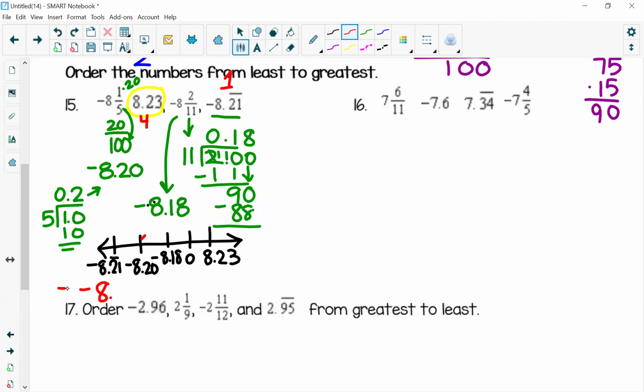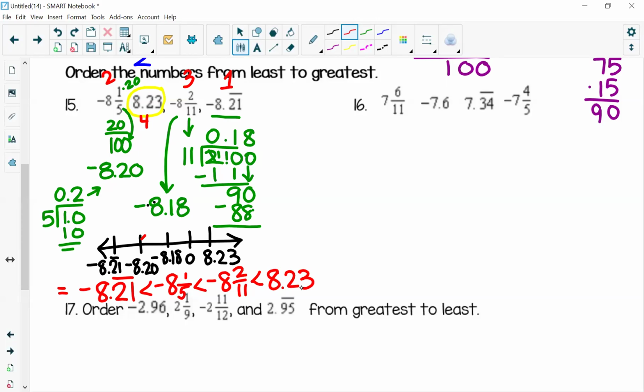-8 equals, and 21 hundredths is less than, then I would go to -8 and 20 hundredths, which happens to be right here. So I'm going to go -8 and 1/5 is next, which is less than -8 and 2/11ths, which is less than my positive number, 8 and 23 hundredths. That would be my answer right there.